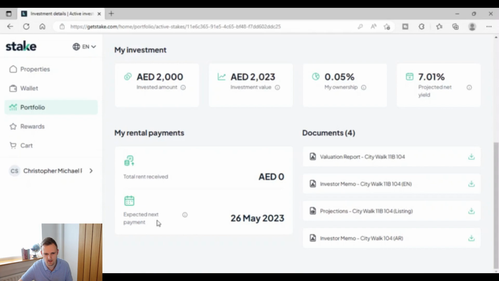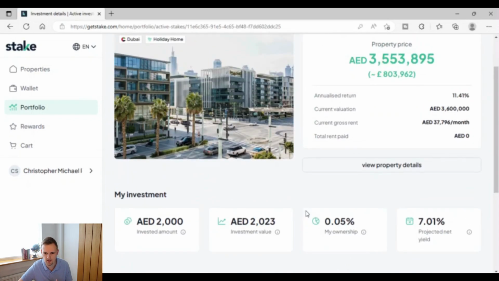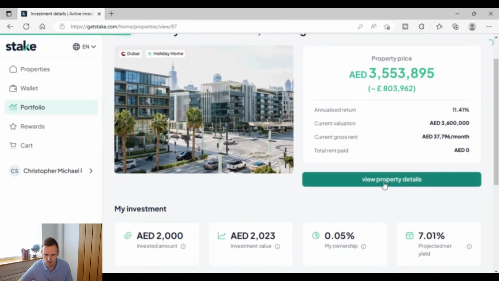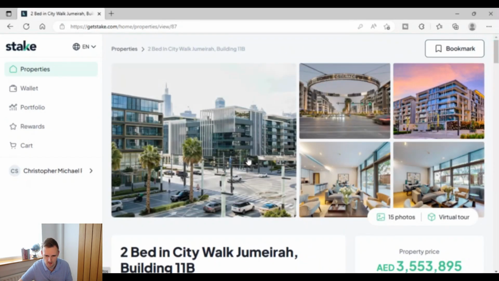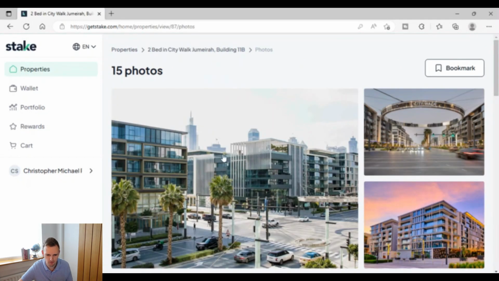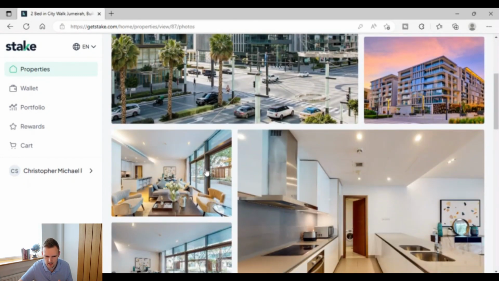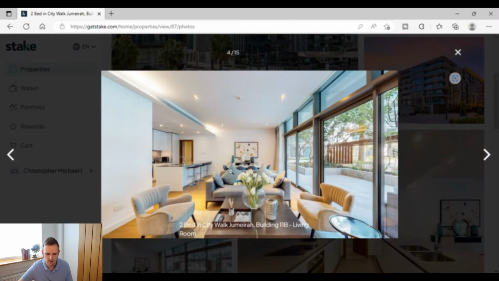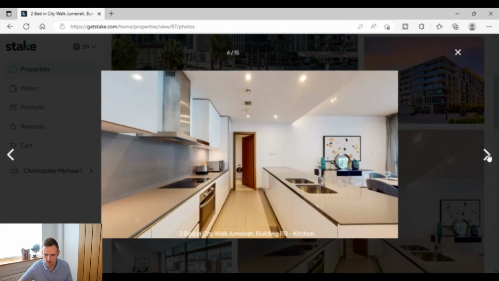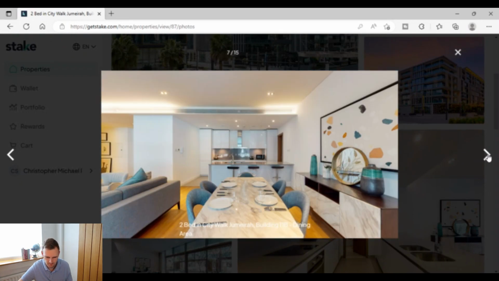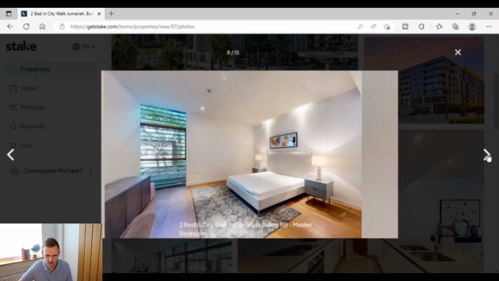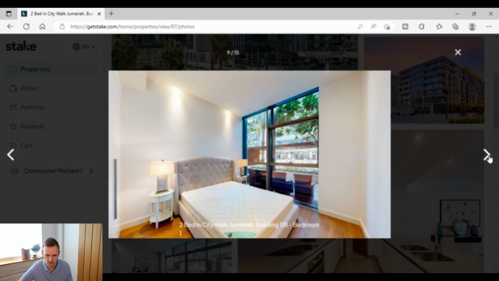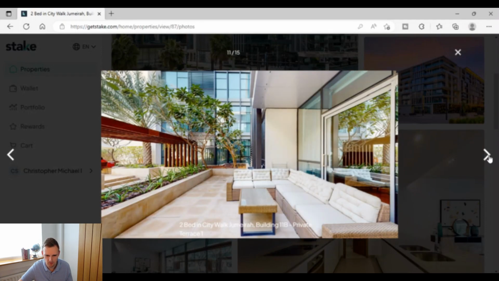My first expected rental payment is on the 26th of May because there's various steps that they have to go through here, which if we click onto this view property details, I can show you. So I'll just show you a few photos here of my very small share of the property. So there's the living room. Then we can look at some other photos. There's the kitchen. Living room, kitchen there again, dining room should I say. One of the bedrooms there because it is a two bed. There's the other bedroom, bathroom there, and then this is like the outdoor living space.